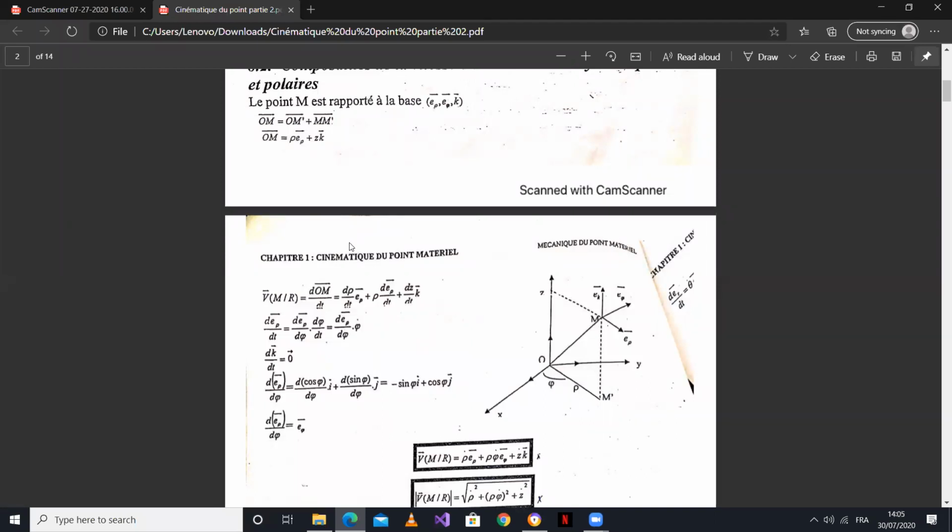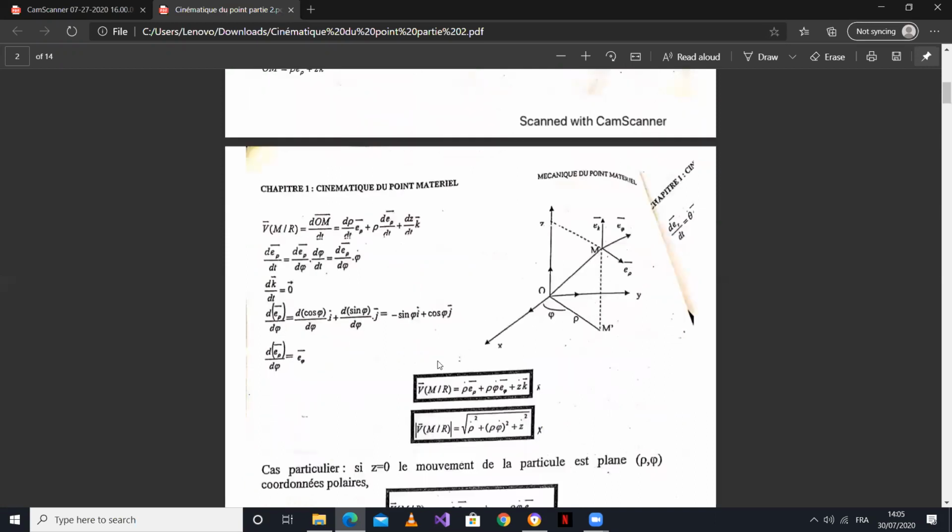d rho/dt, which is rho point along e rho, plus this rho times phi point, this phi point that we found here, and the e phi that we found here. So it's going to be rho phi point e phi, plus this one here is going to be z point along k, and that's going to be your speed, your vitesse.